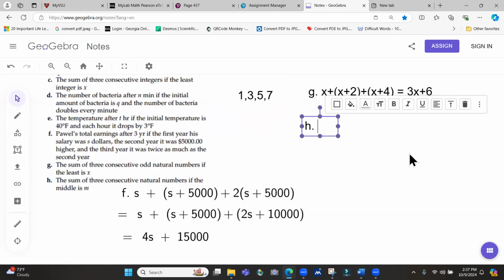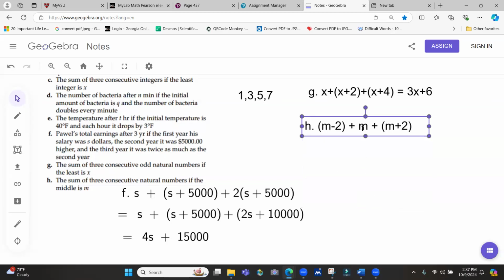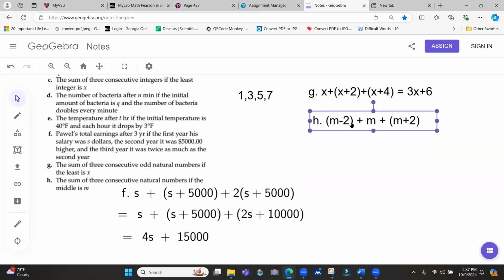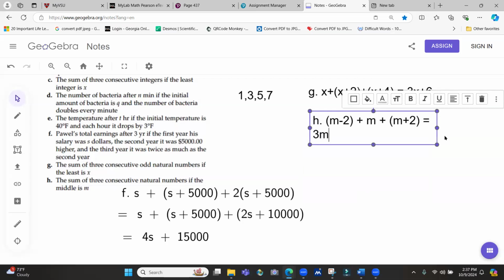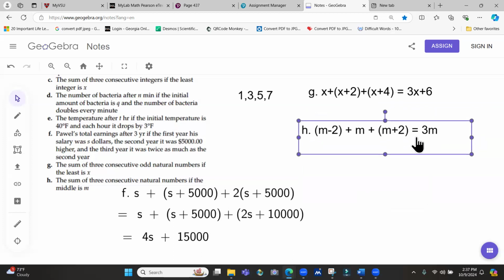If the middle one is M, the previous one will be M minus 2. The middle one is M, and the one after the middle one is M plus 2. And then I'm going to simplify things a little bit. I have 3M, and plus 2 and minus 2 will cancel, and your answer is 3M.